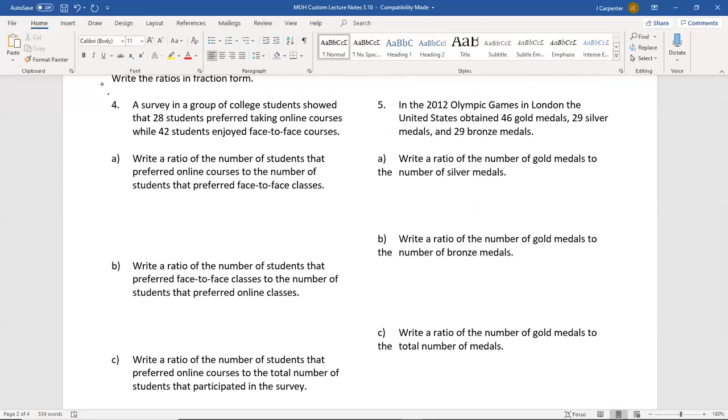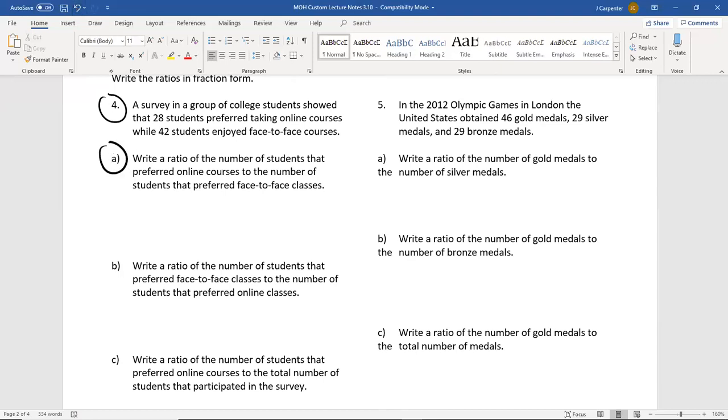Okay. So we're doing 4. A survey in a group of college students showed that 28 college students preferred taking online courses while 42 students enjoyed face-to-face courses. This is so unbelievably relevant, I can't even describe it, since we started face-to-face and are now online. Irony. Okay. So a survey said that 28 prefer online, 42 prefer face-to-face. Write a ratio, we're on A.